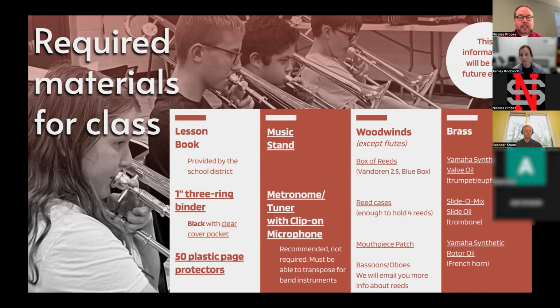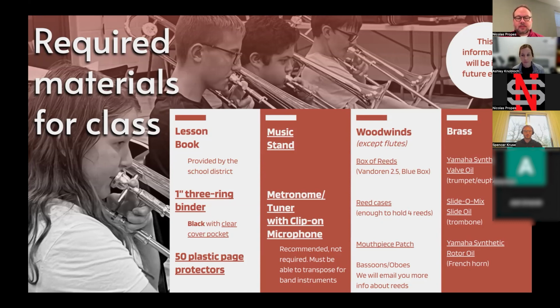They will need a music stand so that they can practice at home. Sitting with good posture when you play your instrument is super important. And just putting the music on the bed and trying to read it, on the bed or off the floor or something like that, it's not really great for their posture. So a music stand for practicing at home. A metronome or tuner with a clip-on microphone is recommended. It's not required, but we would love it if students had that metronome and a tuner.